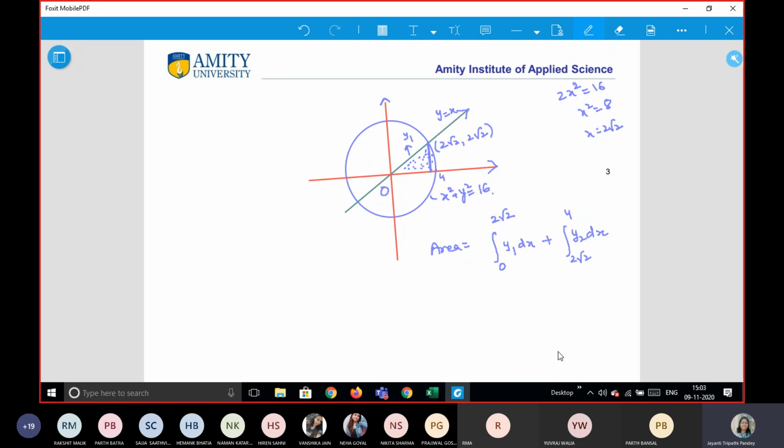If it is clear, then you just put the value and find the output. So 0 to 2 root 2, this is x dx because here you have y is equal to x. Plus 2 root 2 to 4 root of 16 minus x square dx. Now you must have noticed everywhere you are in need of this formula, root of a square minus x square. Alright. Now substitute the value and solve and give me the output.